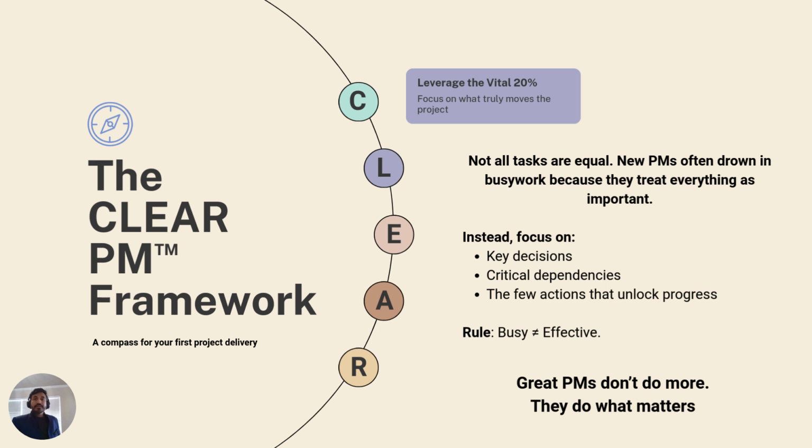The next is Leverage the vital 20%. When I started my initial project, I was thinking, okay, let's do everything. Let's check all the checkpoints. But as I learned slowly, I found it is not required to do 100%. Identify the Pareto principle. What are the 20% that can result in the 80% of your overall deliverables? Identify those points and focus on that.